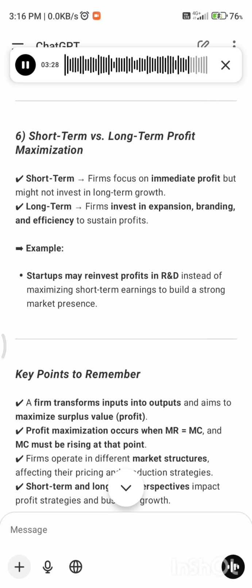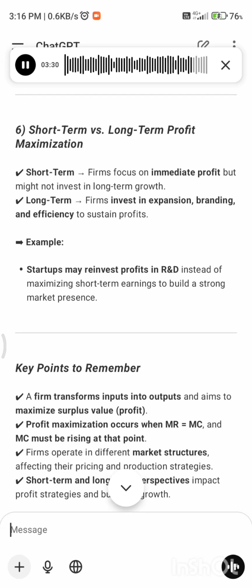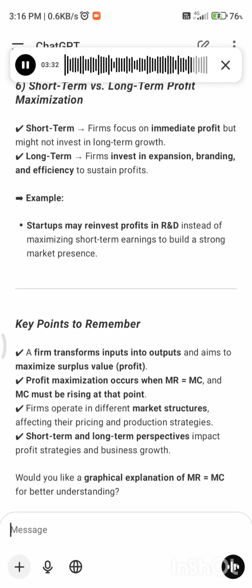Key points to remember. A firm transforms inputs into outputs and aims to maximize surplus value, profit. Profit maximization occurs when MR equals MC, and MC must be rising at that point. Firms operate in different market structures, affecting their pricing and production strategies. Short-term and long-term perspectives impact profit strategies and business growth. Would you like a graphical explanation of MR equals MC for better understanding?